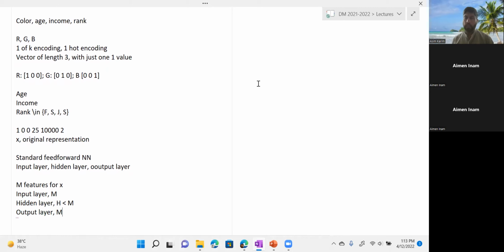So this neural network, in essence, is taking X as input and would like to re-predict X as output. So that's why this is called an autoencoder. It's encoding the input and trying to predict the input again as the output. Of course, it goes through some hidden layer of size H, which is less than M.